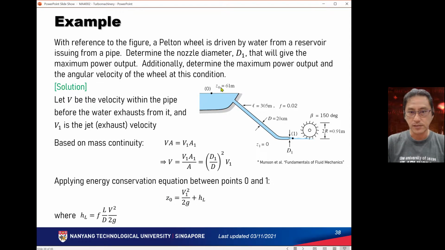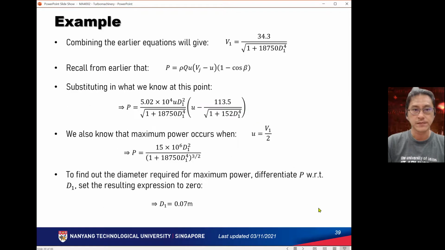You're going to get Z0, which is the elevation head difference, equals V1 squared divided by 2g plus HL. In this case, HL is friction loss along the pipe flow, which I'm quite sure you know already, is defined as fL divided by D, times V squared divided by 2g, where V is the velocity within the pipe. Now if you combine the equations from the earlier slide, this is what you're going to get. You combine them such that you're left with an expression that relates V1 and D1, knowing that D1 is what we want to find out at the end of the day.